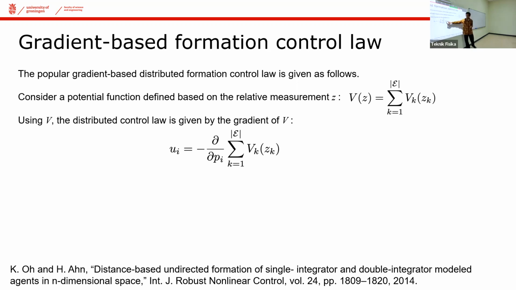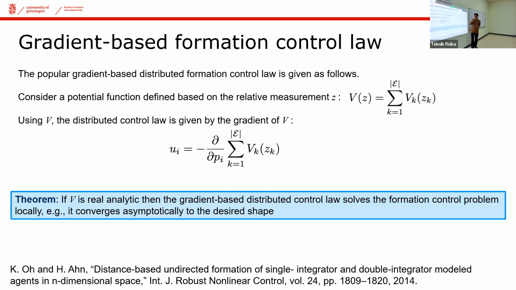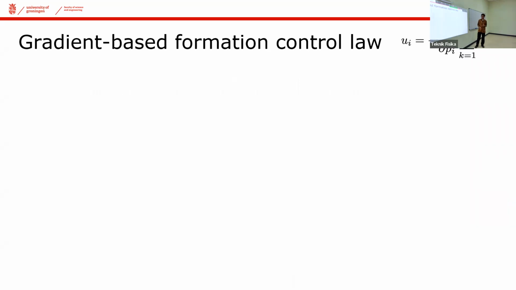It will make sure that this controller will guarantee that your systems will converge to the bottom part of your potential functions. So the theorem that we have in the literature, and this is also one of the review papers that I would recommend: if every one of the potential functions is, let's say, continuous or real analytic, then the gradient-based controller solves the distributed formation control locally, which means that it will converge asymptotically to the desired shape.